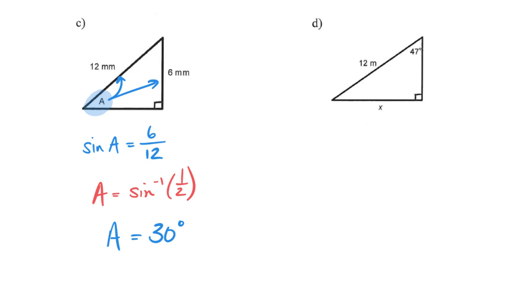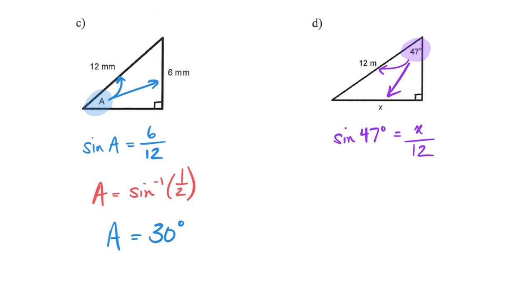So you take a peek, D. I'll do that in purple. There's my angle that I'm focusing in on. And from that angle, I have opposite and I have hypotenuse. There is my sine ratio again. So my sine of 47 is x over 12, opposite over hypotenuse.